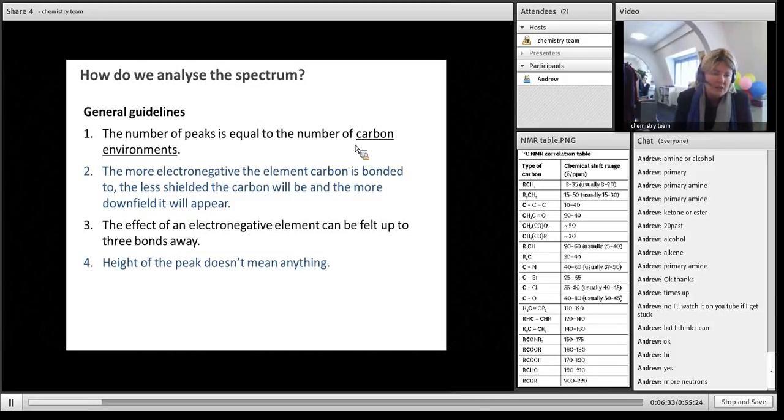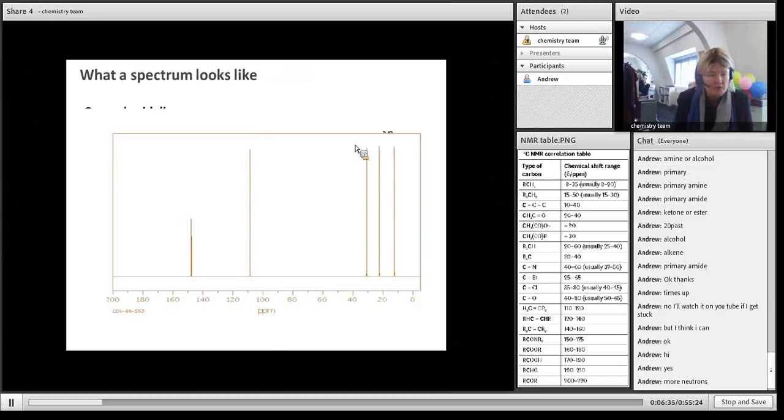Then the height of the peak, ignore. That's not important, not in carbon-13 NMR. So this is what it looks like. Can you see these? What we have normally is from 0 to 210, to 220, along the scale. It's in parts per million.